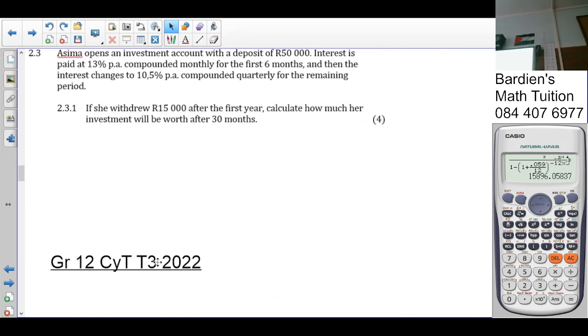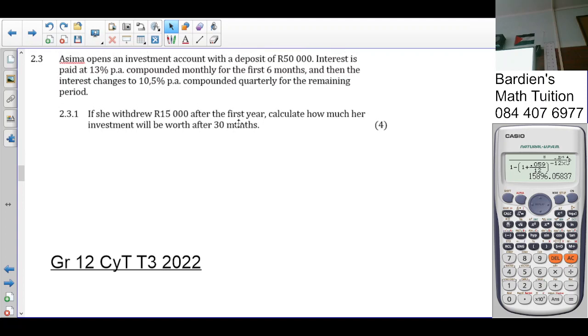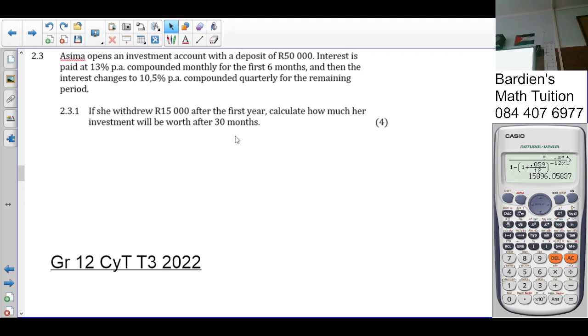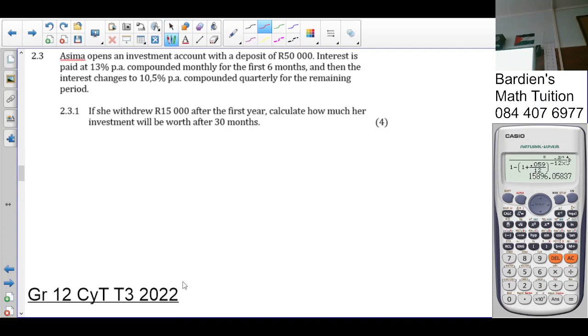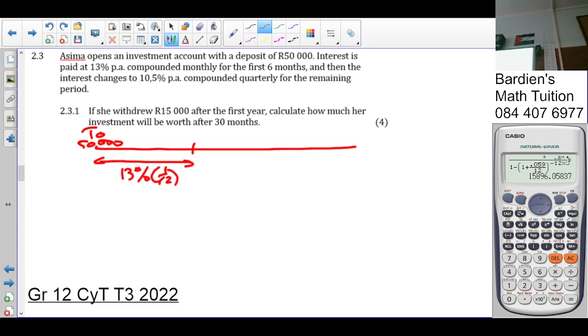Masima opens an investment account with a deposit of 50,000. Interest is paid at 13% per annum compounded monthly for the first 6 months. So what's happening here? It's a timeline situation. Let's draw the timeline. Start at T0. She opens an account with 50,000 at 13% per annum compounded monthly, for the first 6 months.